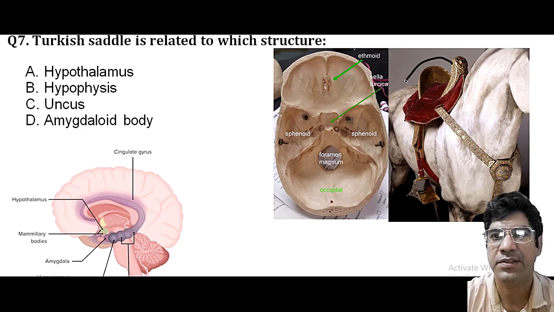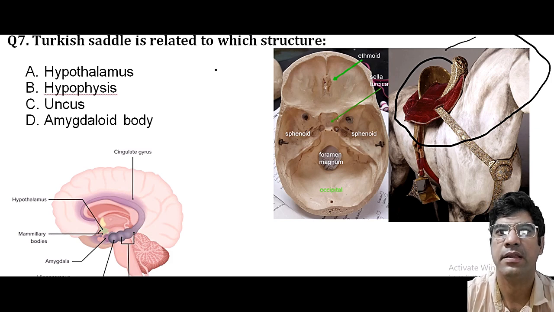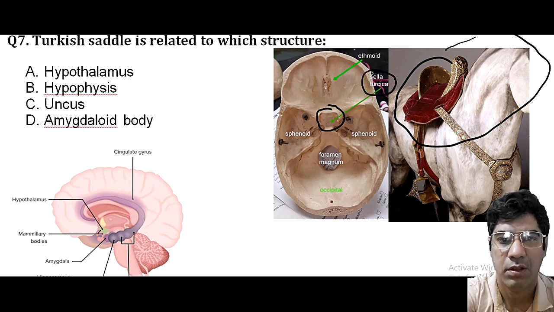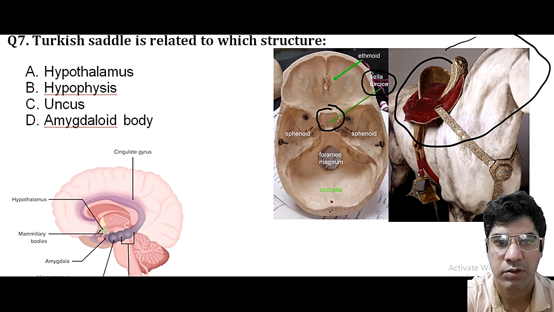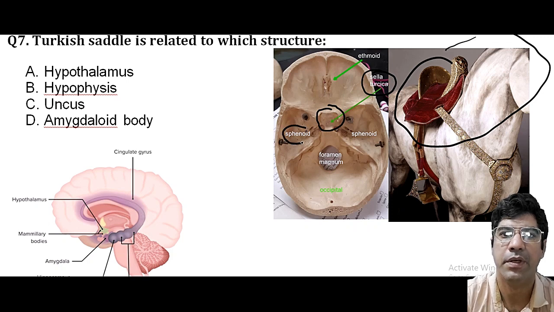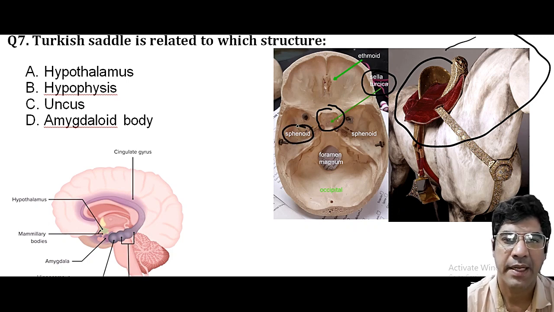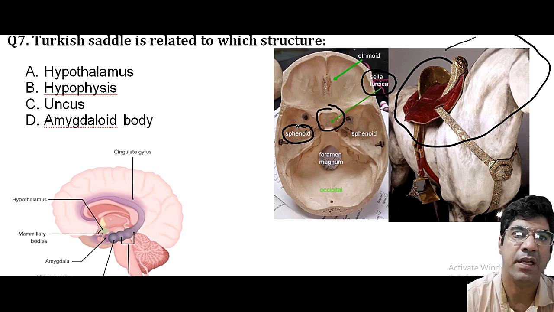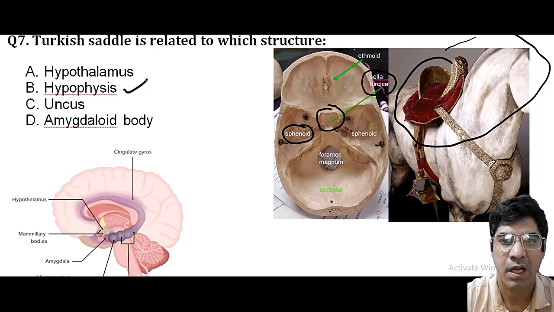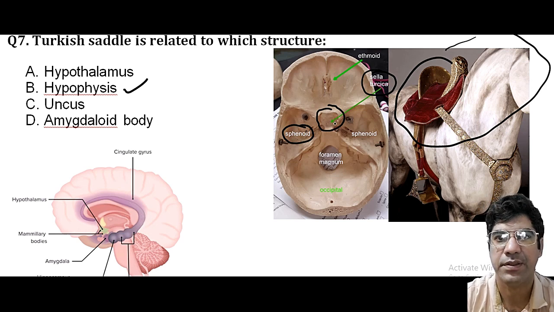Next question, Turkish saddle is related to which point? So this one is a Turkish saddle. It will resemble this structure, that is sella turcica. So sella turcica is a saddle-shaped depression that is present within the sphenoid bone. Which bone? Sphenoid bone. Its deepest part is known as the hypophyseal fossa. So answer is hypophysis. This fossa will house the pituitary gland, which is also known as hypophysis.